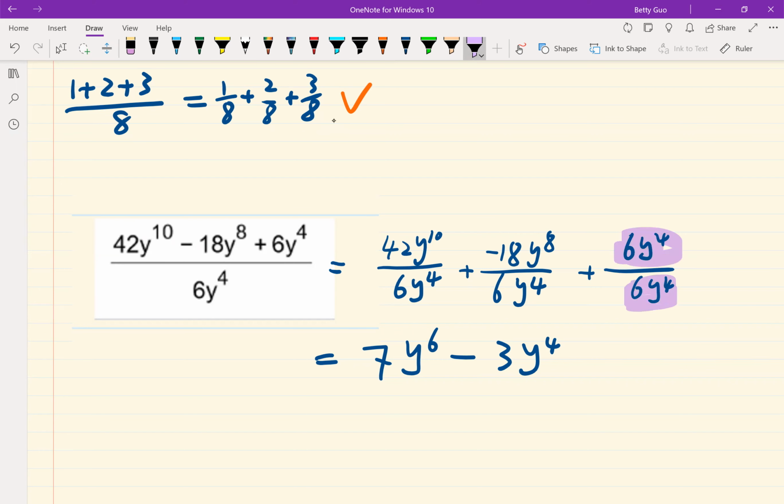That's the first example. The first example showed you how to divide polynomials when the divisor is very special, when the divisor is a monomial. What if the divisor is not a monomial? Okay, so that's example 2.